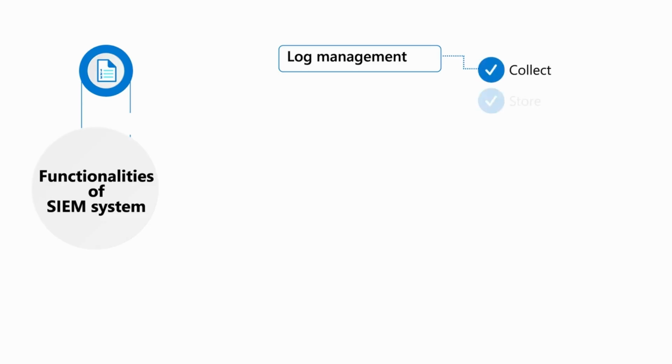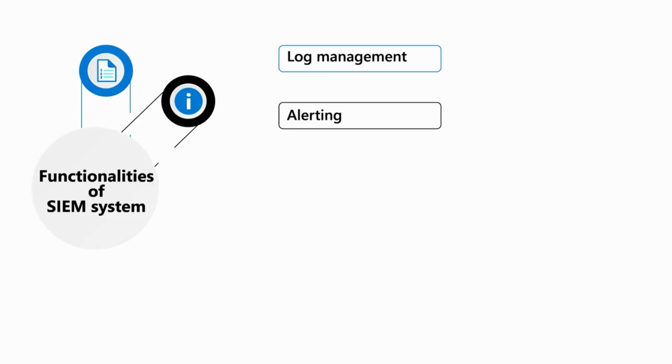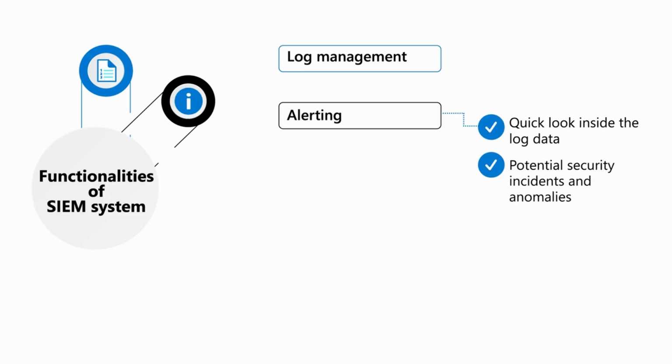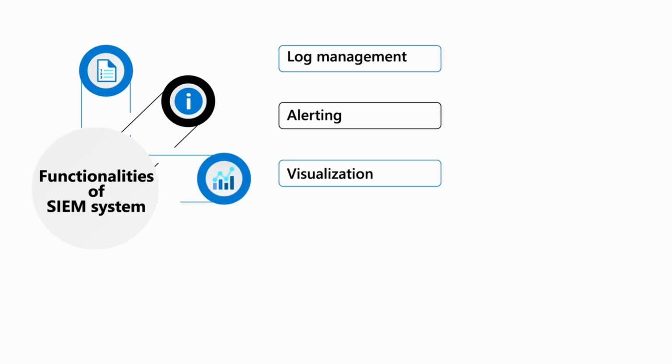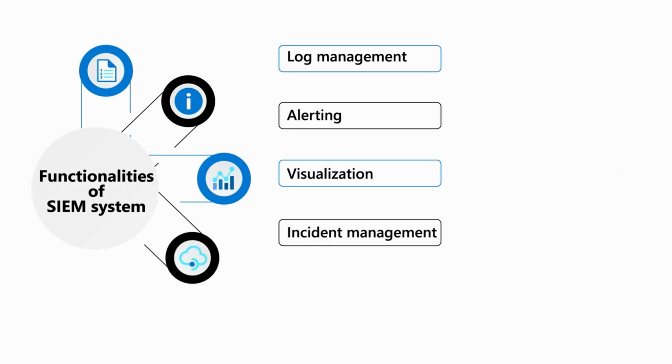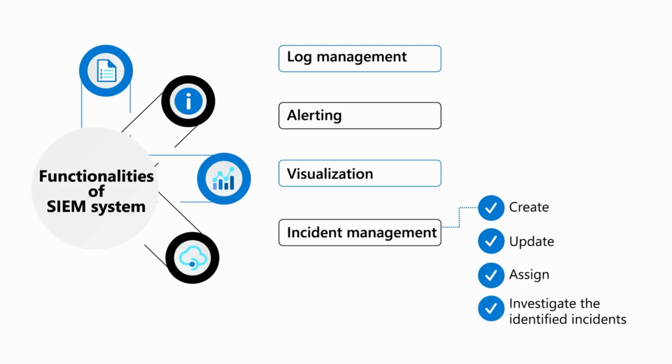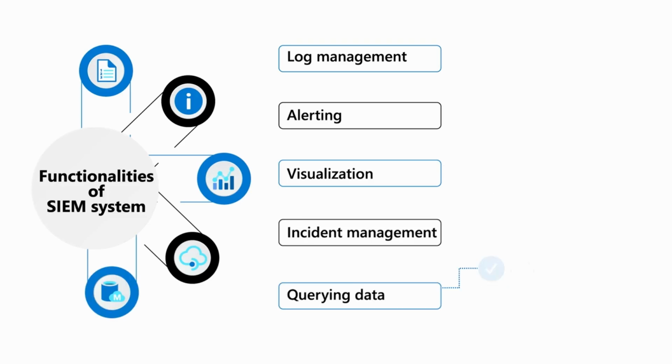Next, let's look at the SIEM system's different functionalities. Log management helps to collect, store, and query the log data from resources within your environment. Alerting provides a quick look inside the log data for potential security incidents and anomalies. Visualization provides a visual insight into the log data through Microsoft Graphs and dashboards. Incident management helps to create, update, assign, and investigate the identified incidents. Querying data provides a rich query language similar to that for log management that you can use to query and understand your data.